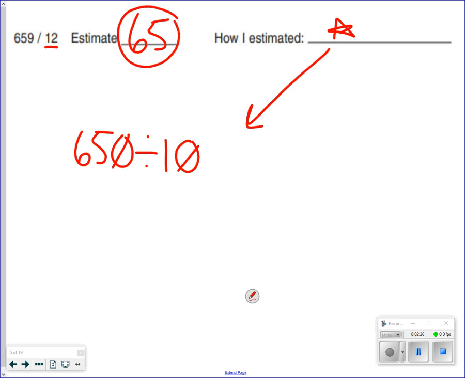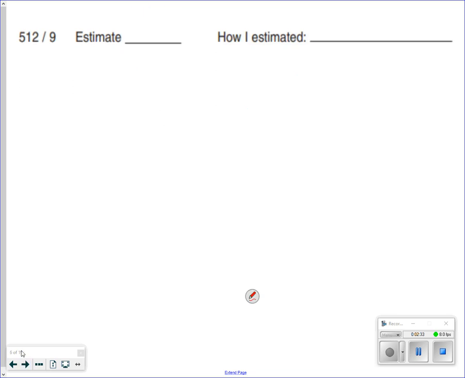You're probably wondering, why do we estimate? Well, when we're actually trying to solve the problem, we want to try and get as close to the estimation as possible. 512 divided by 9. Well, this one's easy. 512, you'd round to 500. When we're dividing that by 9, oh, not 9, this will be rounded to a 10. Once again, you get rid of these zeros. Now 50 divided by 1, you get 50.